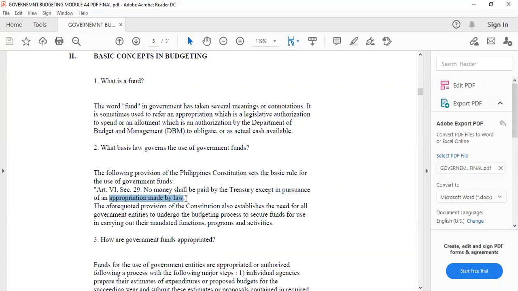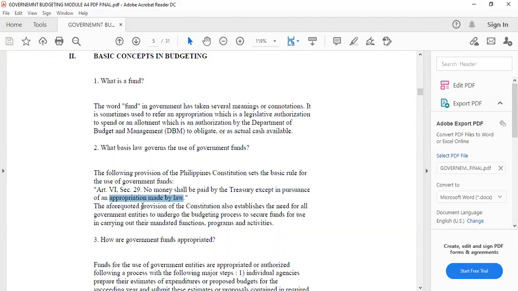So as early as now, it's good for you to know that there must be an appropriation made by law. If it is approved, it's not yet a law. It is still in the lower house. Later on, if it is approved, then the president will sign. That becomes part of Philippine law, what we call the GAA. The preparation is called an appropriation bill, and when it is signed, it becomes the appropriation law or the GAA, the General Appropriations Act, or simply the budget of the Philippines for the next year.